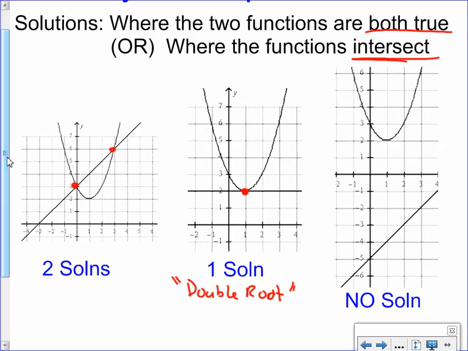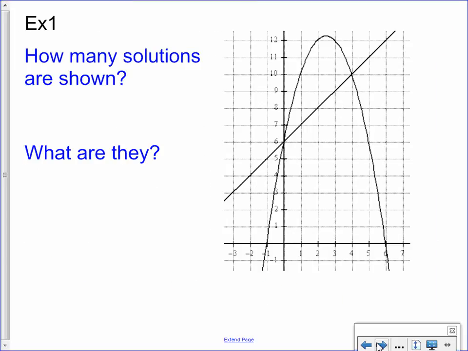All right. Here we go. Take a look at the next question. How many solutions are there? Two. Definitely two. What are they? 0, 6, and 4, 10. There you go. Notice that since it is two equations, one is a parabola, one is a line, the solutions are coordinates. You just got to give me the coordinates, so both the x and y coordinates. Otherwise, it doesn't make any sense.